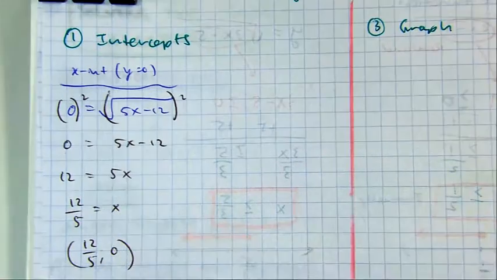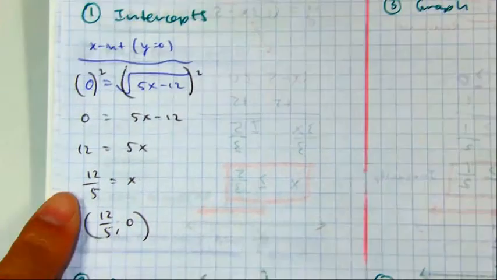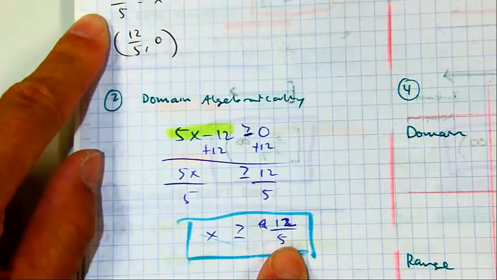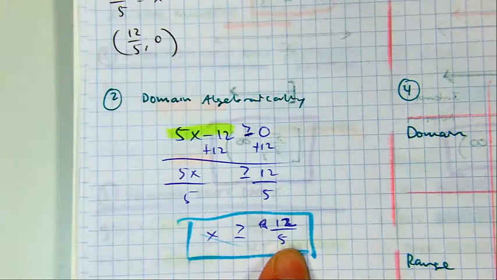And that should make sense to us, because if you actually think about it, that was the same number we got down here. Does that make sense? That's the starting point of where the graph is going.